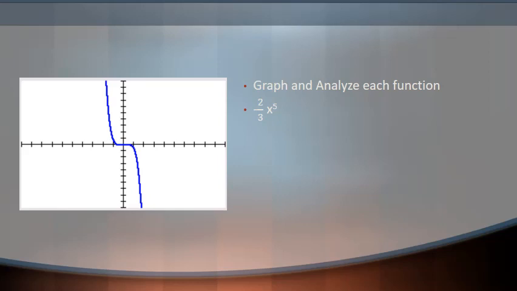And again, we're going to do the same thing. We're going to be looking at domain, range, intercepts, end behavior, continuity, increasing, decreasing. So let's take a look at what we've got on this graph.